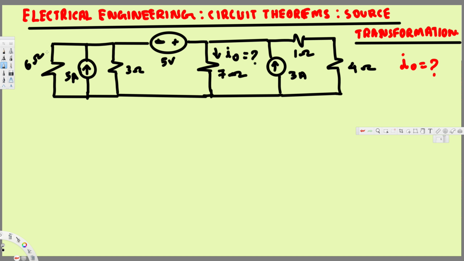Going on, guys? In this video we are going to see an example on source transformation technique. Here the question is asking to find out the current across this 7 ohm resistance, and in order to do source transformation technique, what we have to do is we just change this one.